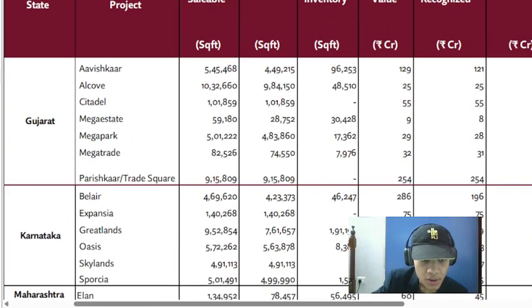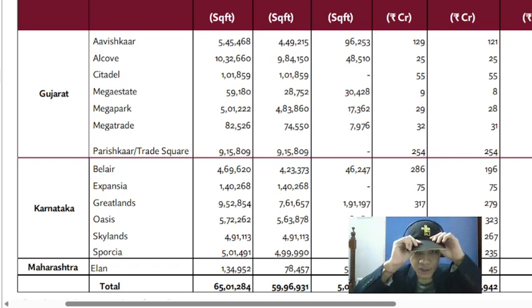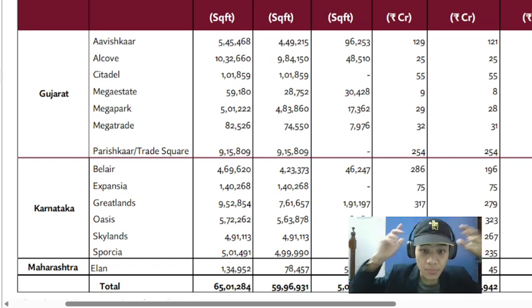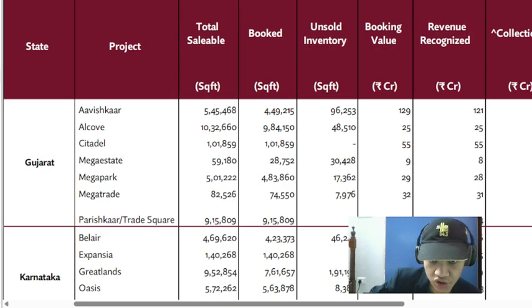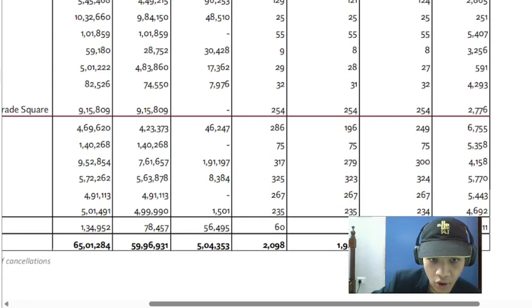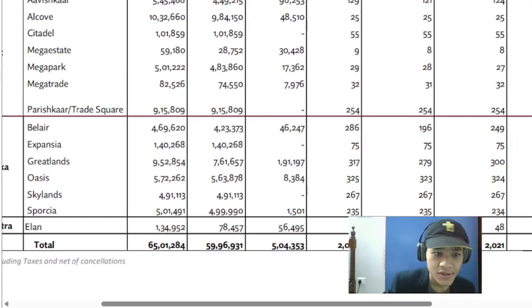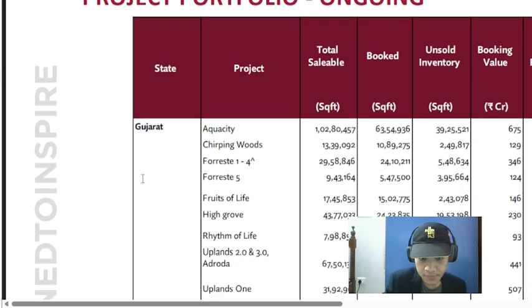Let me just see. And we can see, hmm, there are three states. We have Gujarat, we have Karnataka, and Maharashtra. So it's a residential company and where it earns money from comes from Gujarat, Karnataka and Maharashtra. If we go here, revenue recognized section and collection section, you can see a lot of it is coming from Karnataka. Majority seems to be coming from Karnataka, followed by Gujarat, and then a little from Maharashtra. So it's engaged in three states.